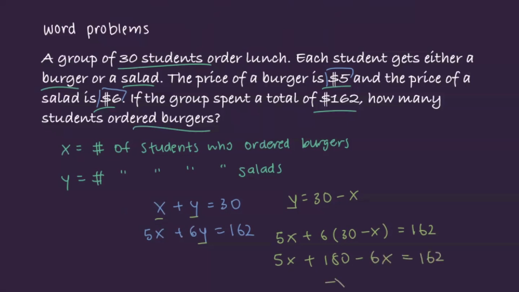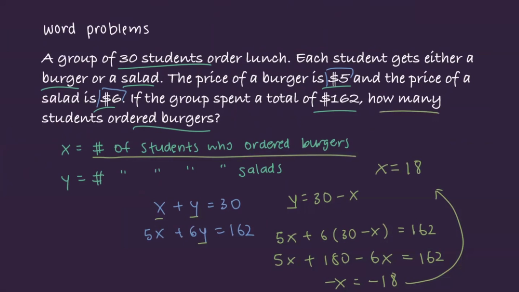And we have negative x here, and we will have negative 18. So our x equals 18. And that means that 18 students ordered burgers. And that's exactly what we wanted.